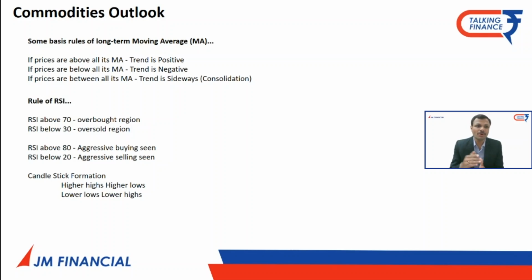If prices are trading above all the long-term moving averages, for example the 50-day, 100-day and 200-day, which are considered long-term moving averages, then we consider that the trend is very much on the positive side. And if prices fall below these moving averages, it is considered that the trend is slightly on the corrective side. We may see more correction, or it's a negative trend.